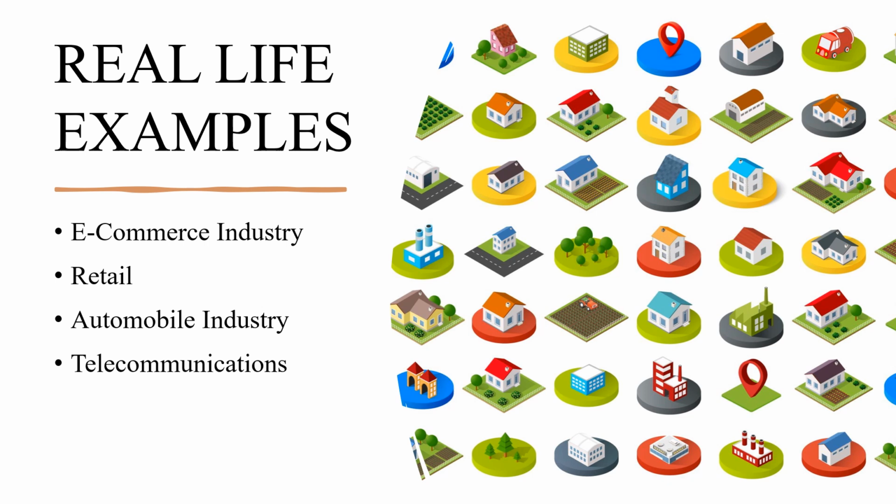Third one is the automobile industry. Tesla analyzes factors like geography, income, and interest rates in order to predict sales and design marketing campaigns. The last one is telecommunications. Verizon uses regression in order to predict the customer churn and also to implement retention strategies.